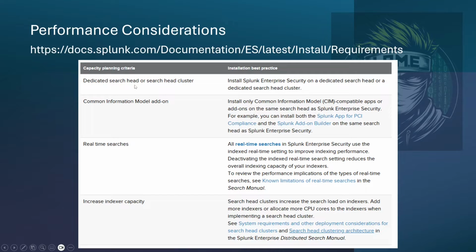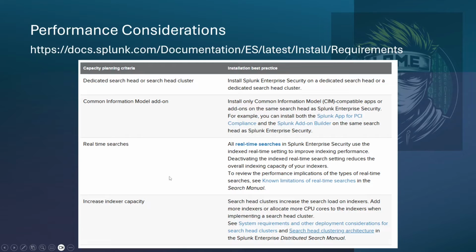The big one is installing Enterprise Security on a dedicated search head or search head cluster. That prevents resource contention with other Splunk apps. They also recommend only installing Common Information Model, or CIM, compatible apps on the same search head. This helps maintain stability and avoids conflicts. And this is interesting, all real-time searches in ES use the indexed real-time setting, which improves indexing performance. They advise against deactivating that.